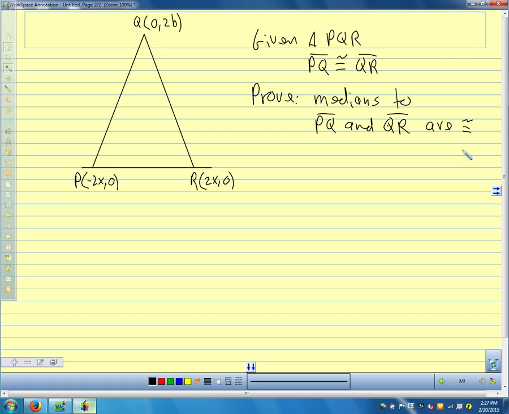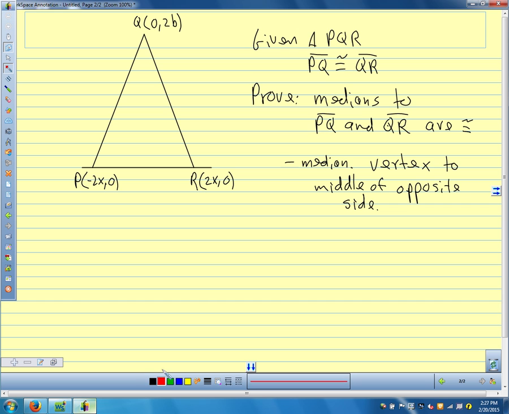First thing we need to do is remember what a median is. Do you remember how we find a median in a triangle? That's the midpoint. Very good. From a vertex to the middle of the opposite side. So let's draw in the medians. I'm going to call that point N, the middle of that side, and that point M, the middle of that side. And my median is going to go like so.